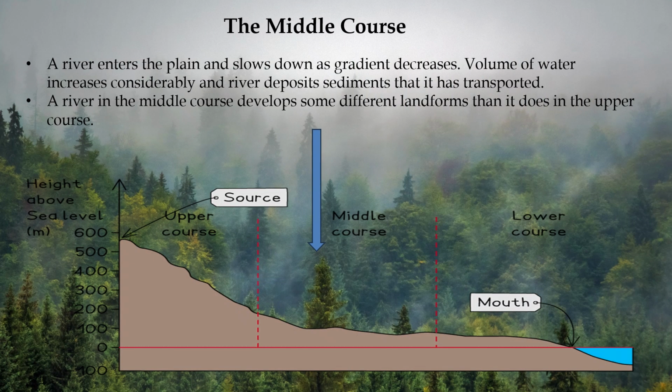As a river enters the plain, it slows down as the gradient decreases. The volume of water increases considerably and the river deposits sediments that it has transported. A river in the middle course develops some different landforms than it does in the upper course.